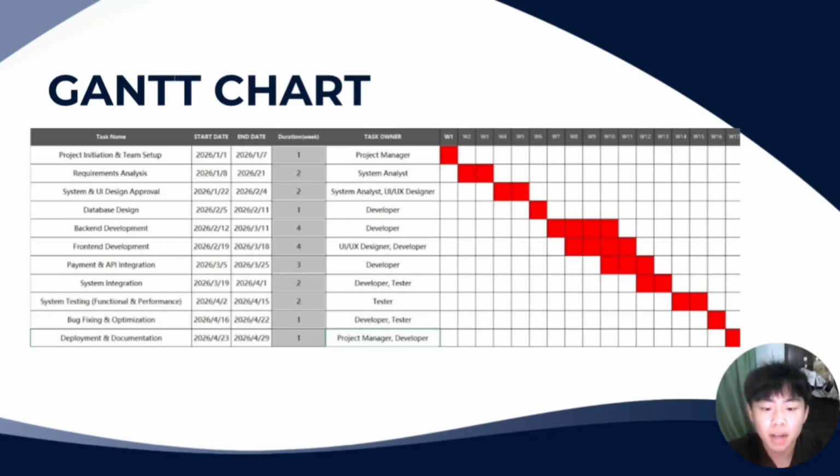This Gantt chart outlines our project plan from January to the end of April. We began in early January with project initiation and team setup, followed by a requirements analysis to clearly understand the system needs. In late January and early February, we focused on system, UI, and database design, making sure the overall structure is well planned before development starts.